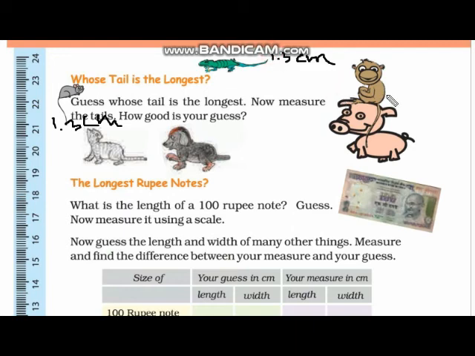Then the monkey's tail is of 2.1 centimeter. And then the cat's tail is of 1.2 centimeter. And the dog's tail is of only 0.7 centimeter and the pig's tail is only of 1.4 centimeter. So when I measure the tails of these animals, first guess the measure of tails and then measure the tails and then tell whose tail is the longest.